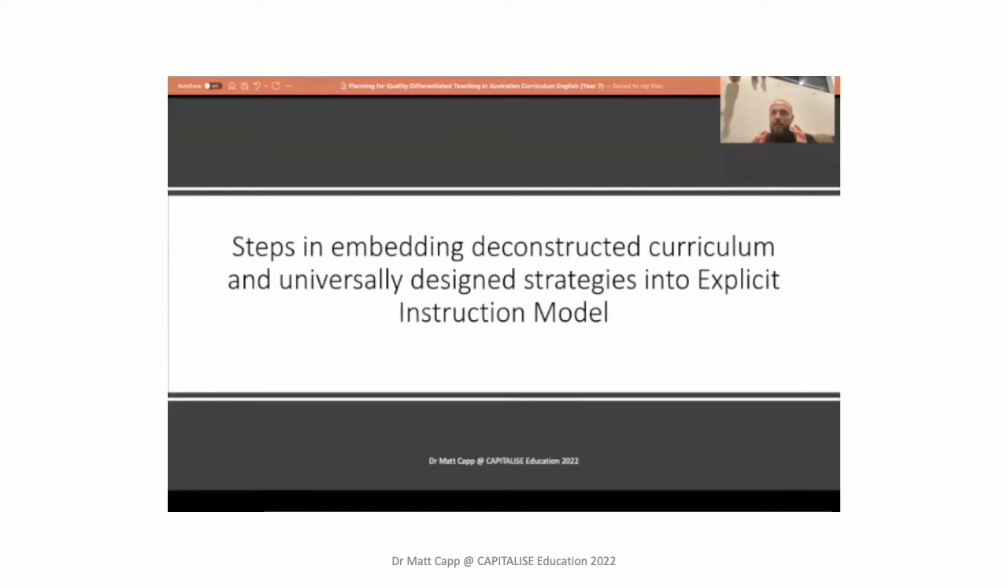So now that we've identified the content descriptors we're going to teach and model, the achievement standards students are going to demonstrate, and we've deconstructed those, we've thought about our common characteristics, strengths and functional impacts, and problem solved around targeted strategies. We now need to embed all of this into the explicit instruction model.